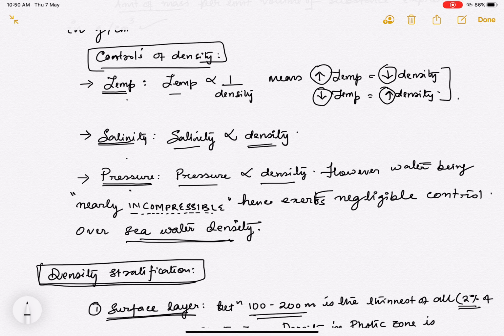Salinity is directly proportional to density. Greater the salinity, greater will be the density. Pressure is directly proportional to density. However, water being nearly incompressible, I'm not saying incompressible, I'm saying nearly incompressible, hence pressure exerts negligible control over your seawater density.